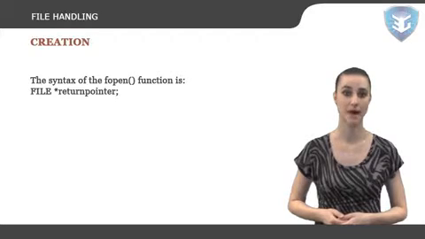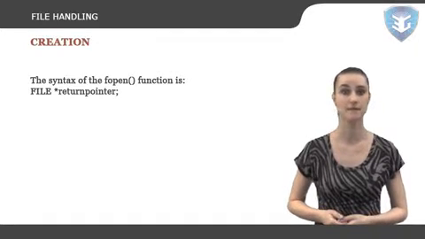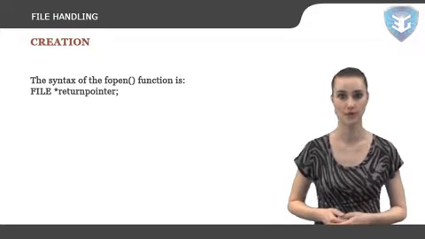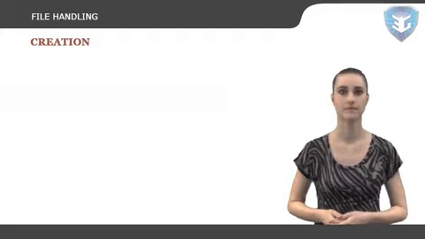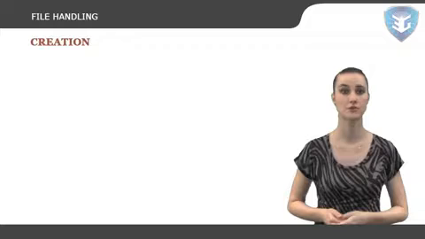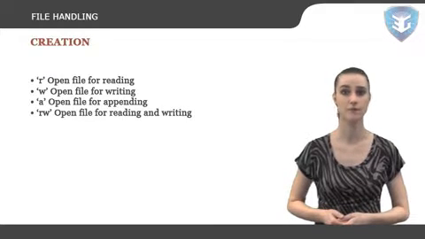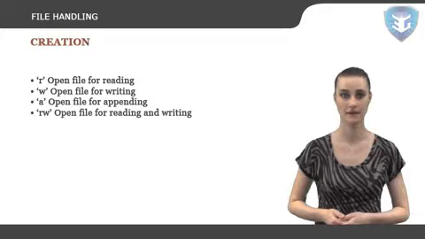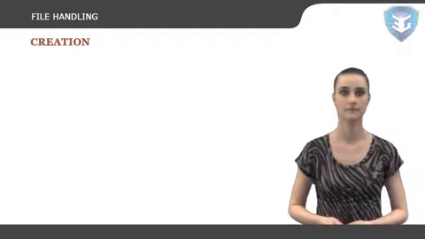The fopen() function performs both of these services, and if the file it attempts to open does not exist, that file is created anew. The syntax of the fopen function is as shown. The operation mode is also a string chosen from one of the following: r, open file for reading; w, open file for writing; a, open file for appending; rw, open file for reading and writing.